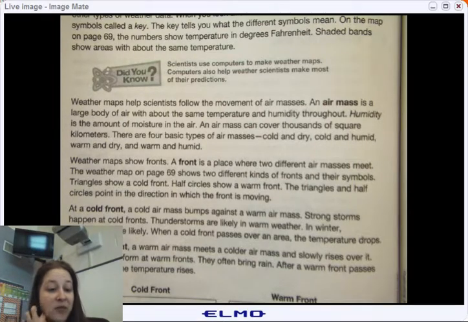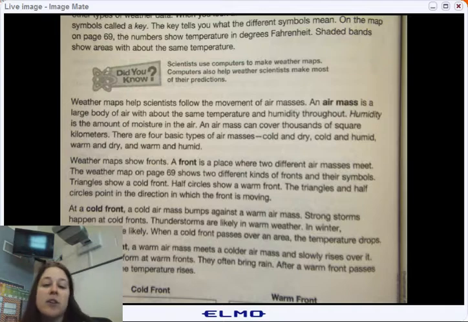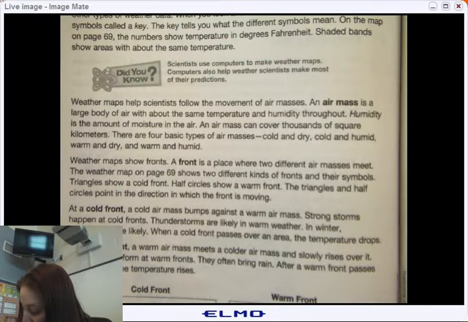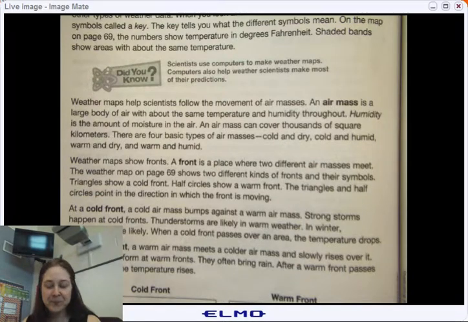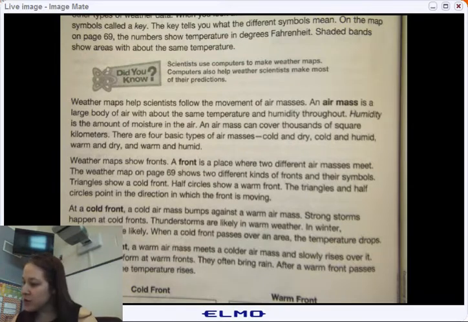If at any time I'm moving too fast, you can always pause me. A blank is a place where 2 different air masses meet. Look at your notes right there. A front is a place where 2 air masses meet. Triangles show a blank front. What did we say the triangles show? Triangles show a blank front. Remember what the triangles show?